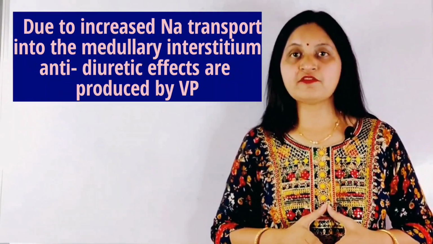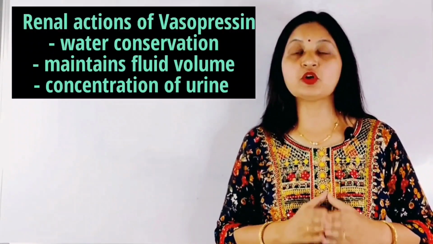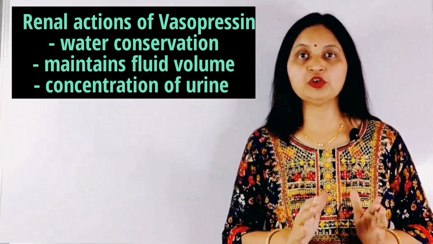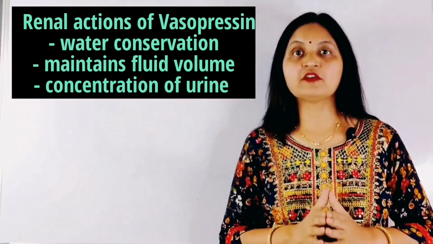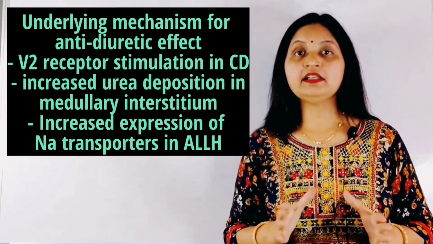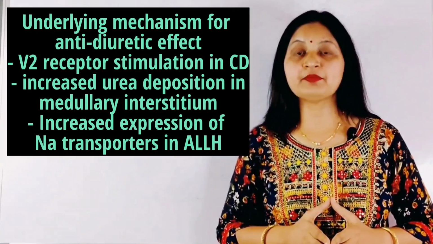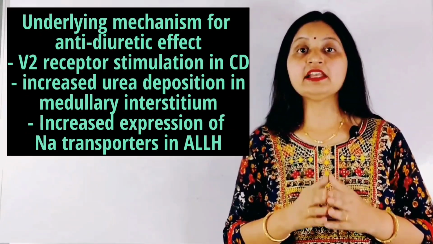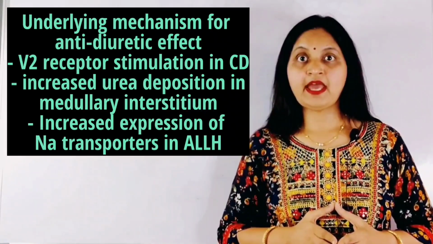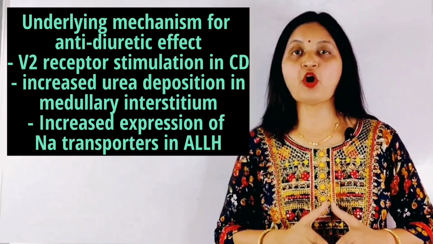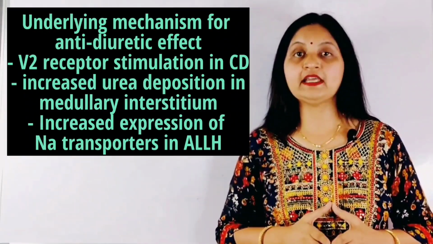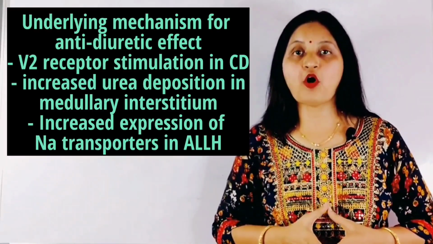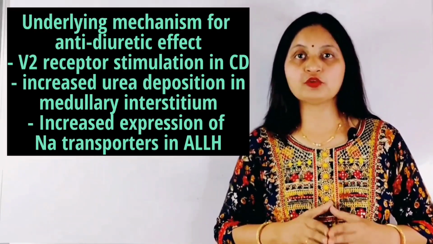So to sum up the renal actions of vasopressin, vasopressin primarily acts on the collecting duct, and this causes increased conservation of water, helps to maintain blood volume, produces antidiuretic effect, and causes concentration of urine. The underlying mechanism involves increased stimulation of V2 receptors in the collecting duct, which increases renal conservation of water, and increased urea deposition in the medullary interstitium. And thirdly, there is increased expression of sodium transporters in the ascending limb of loop of Henle that causes increased sodium transport into the interstitium and produces effects opposite to that of diuretics, leading to concentration of urine.